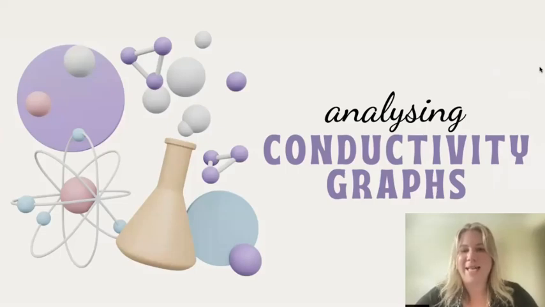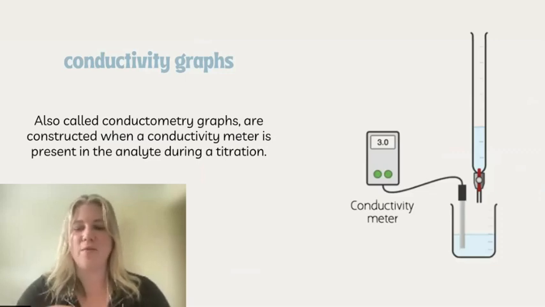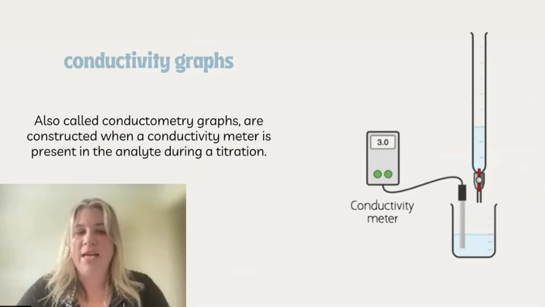Okay, so now let's look at how to analyze a conductivity graph. As a titration is being done, a conductivity meter is put into the analyte, and that allows the conductivity of the solution to be monitored over time. The idea is that if we're starting with an acid or a base, it doesn't matter, whatever we're starting with as the analyte has ions in solution. And because we have ions, we should have some sort of reading of conductivity.